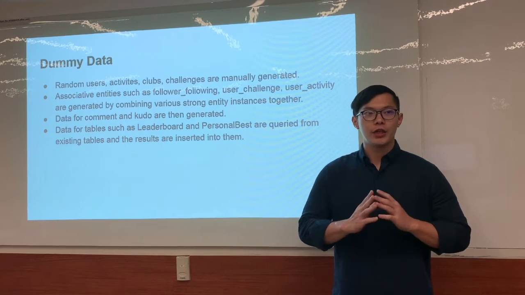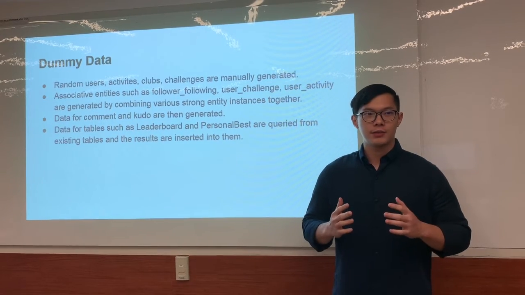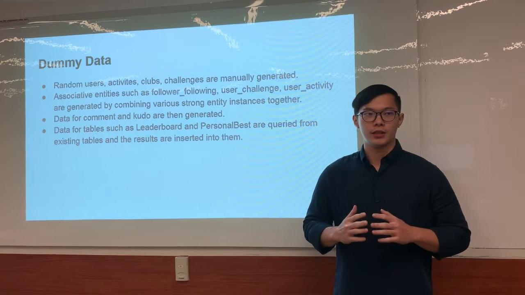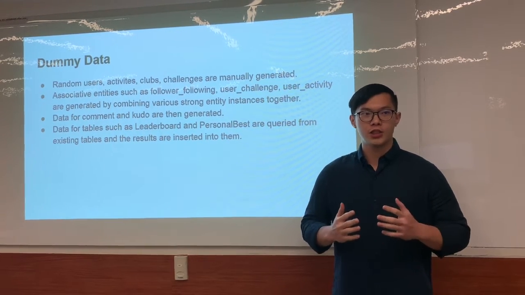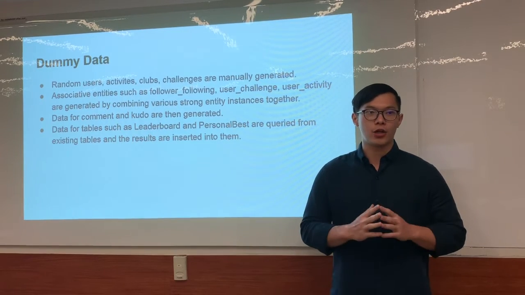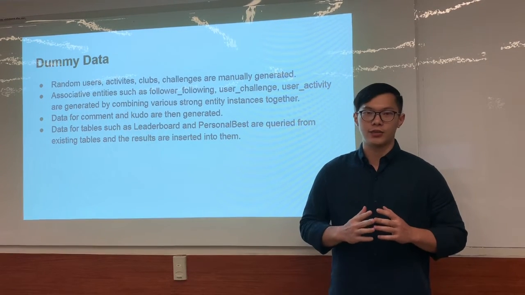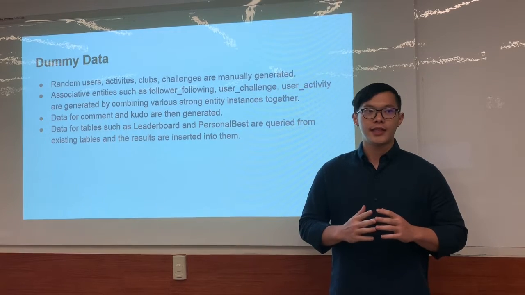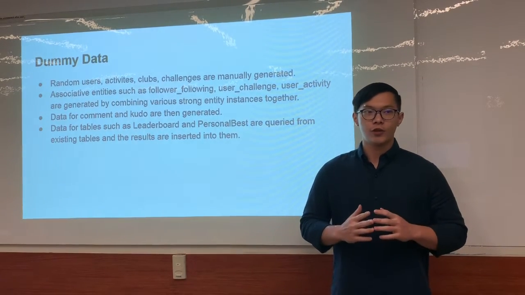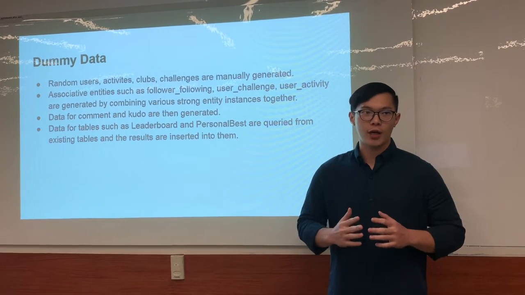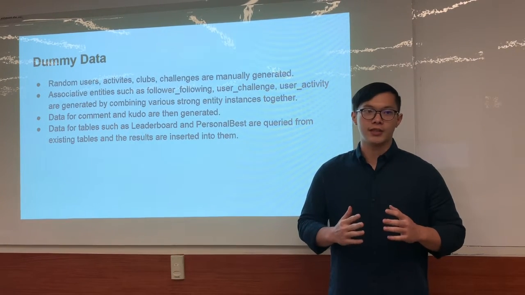For data generation, random users, activities, clubs, and challenges are manually generated. Then, associative entities such as follower following, user challenge, and user activity are generated by combining various strong entity instances together. Subsequently, data for comment and kudo are generated. Lastly, data for tables such as leaderboard and personal best are queried from existing tables and the results are inserted into them.